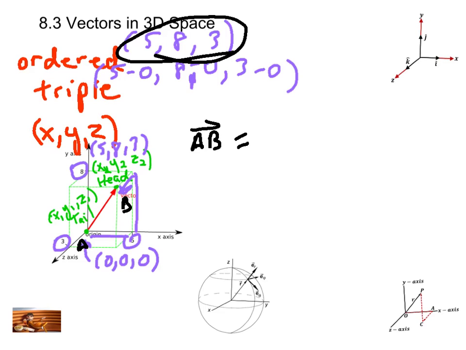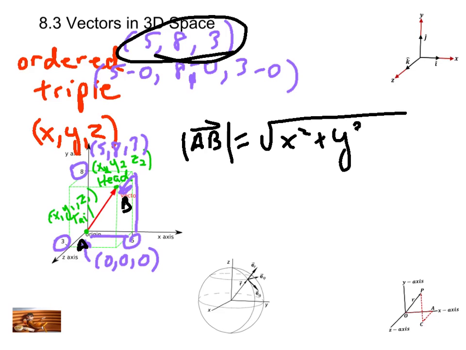And that would be vector AB. You could also just call it vector A. It doesn't really matter. But the magnitude is the absolute value. That's the magnitude of the vector, and it would be the square root. Well, before it was just x squared plus y squared, but now we have a z, so it's plus z squared. It's as easy as that. Okay, same formulas. You're just adding the z value.